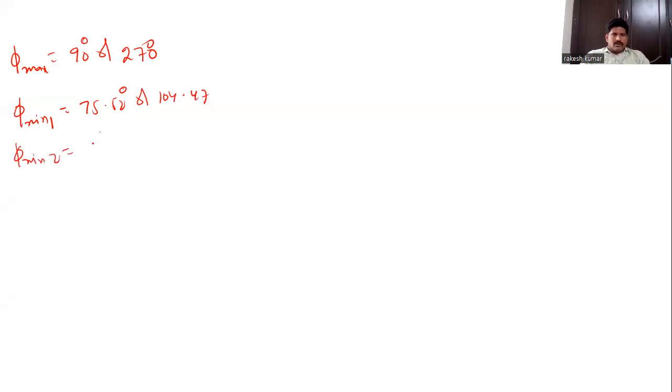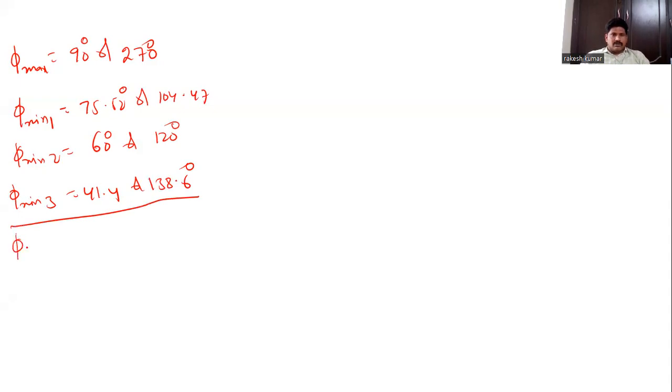Now write all the values here, whatever you have calculated. Phi max or theta max we are getting at 90 degrees and 270 degrees. Phi minimum 1 we are getting at 75.52 degrees and 104.47 degrees. Phi minimum 2 we are getting at 60 degrees and 120 degrees. Phi minimum 3 we are getting at 41.4 degrees and 138.6 degrees.